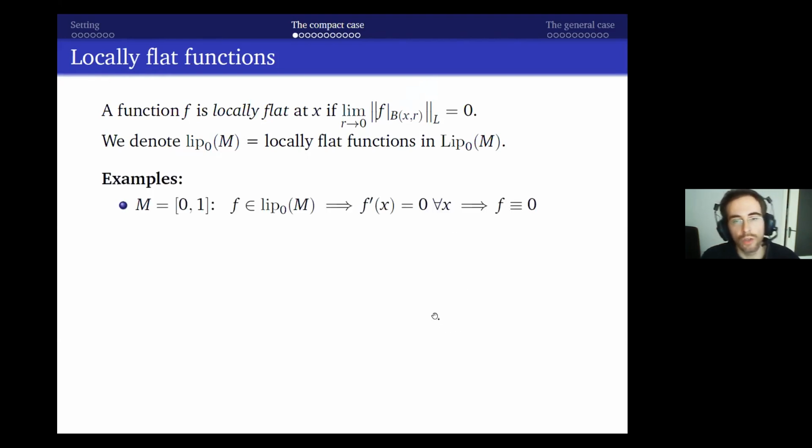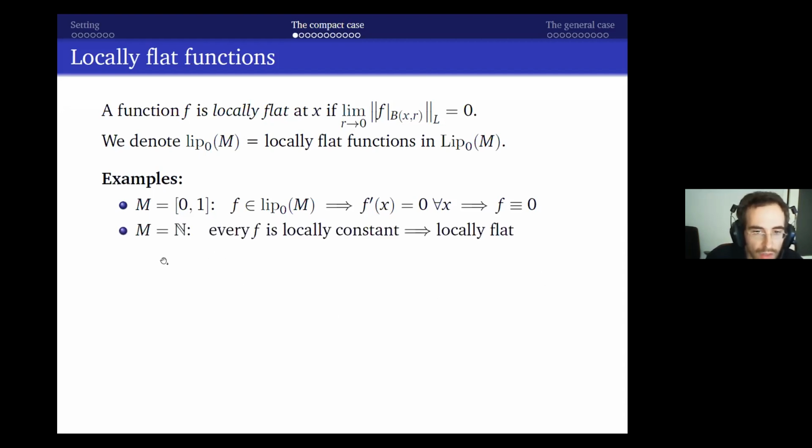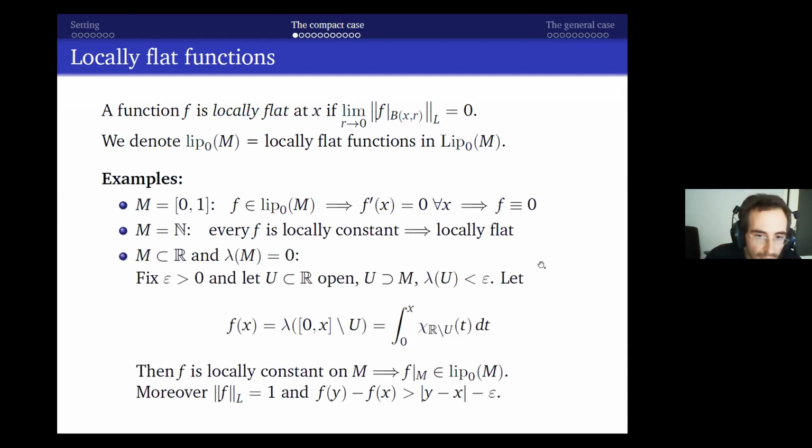So, for example, when our metric space is the unit interval, then as I said, it's easy to picture that this condition means exactly that the derivative of f is 0 at every point. So the only little Lipschitz function that we get is 0. Okay, it's a constant, but since we're forcing a value of 0 at the base point, then we only have this trivial locally flat function. On the other hand, if our metric space is the natural numbers, this is a discrete space, so every f is locally constant and therefore also locally flat. This is the opposite situation, where every Lipschitz function is little Lipschitz.